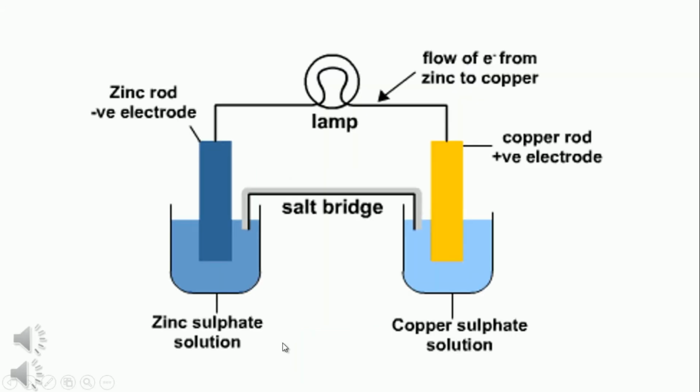For demonstration, a zinc rod is inserted in a zinc sulfate solution, and a copper rod is inserted into a copper sulfate solution. When the circuit is complete, the anode, which is the zinc electrode, is spontaneously oxidized to zinc 2+ ions, while copper 2+ ions are simultaneously reduced to copper metal at the cathode, which is the copper electrode.